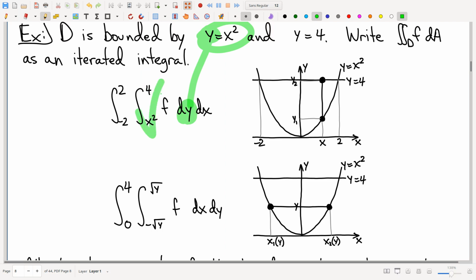Now, by contrast, what happened to these inside bounds? Well, I had x on the inside, which means I needed to solve for x in that equation. And solving for x in this equation is what makes square roots show up. And I had to solve for x because of the fact that I put the dx on the inside. And that's why you get these bad bounds.